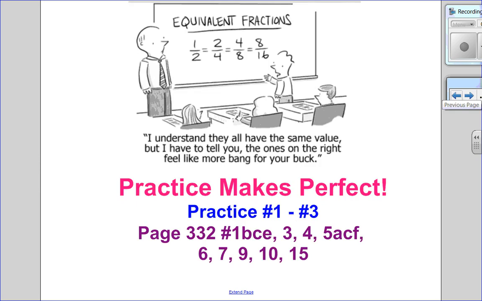And I understand equivalent fractions have the same value, but I gotta tell you, the ones on the right feel like you're getting more bang for your buck.